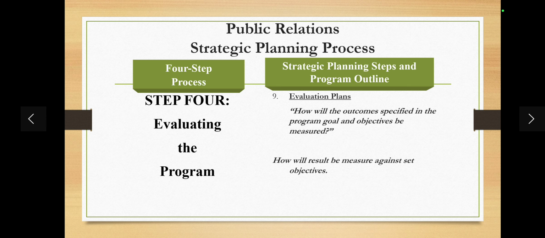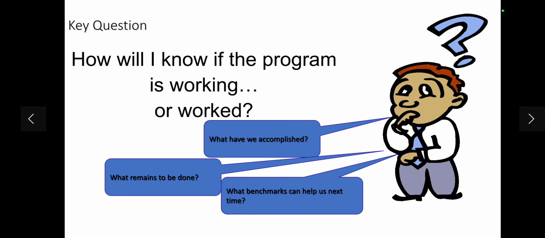In rounding up, we look at evaluation. Now, to evaluate basically means to find out how effective whatever it is you're doing has been, and to be able to know that you have to measure. So how will outcomes specified in the program goal and objectives be measured? How are you going to measure, and how are you going to know that, Charlie, this is what I have done? So how will I know if the program is working or worked? What have we accomplished? What remains to be done? What benchmarks can help us next time?